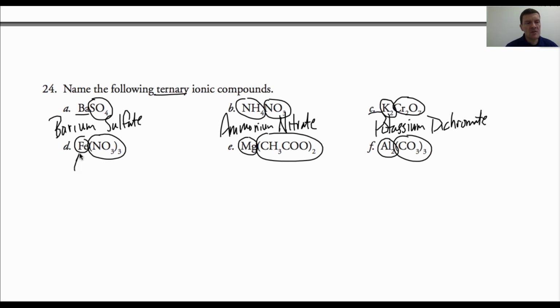Here, now we come across iron, which, if you remember, has multiple options for its charge. How are we going to know which one it is? Well, we have to look at our table or know that this nitrate right there has a -1 charge. NO3 is nitrate with a -1 charge. And look how many we need. 3 of them. That must mean this is iron 3. So this would be iron 3 nitrate.